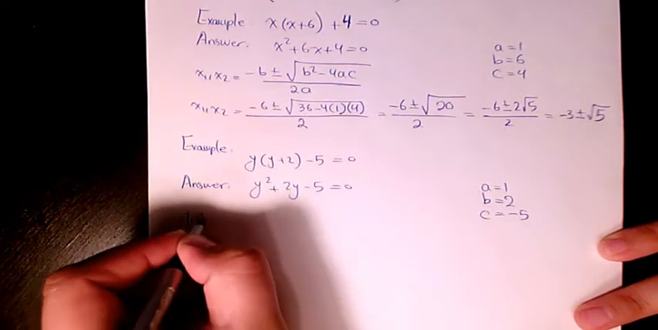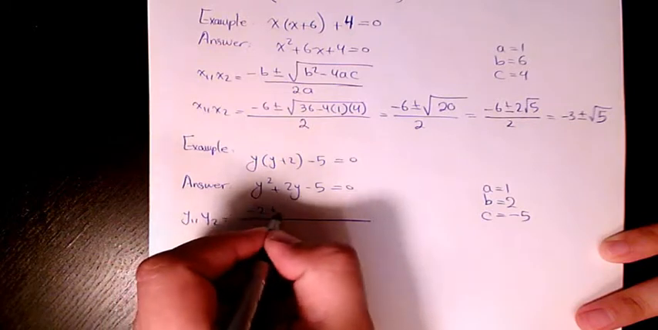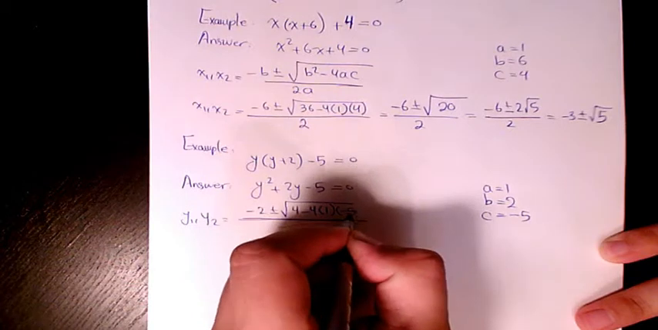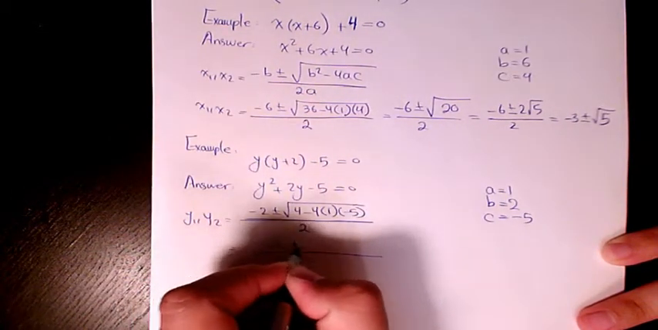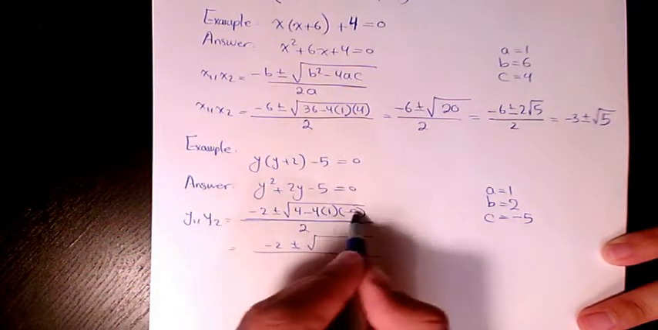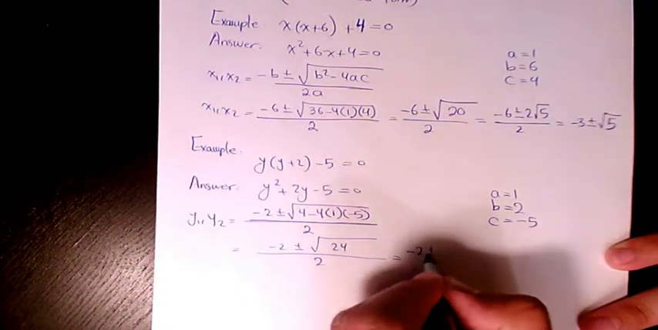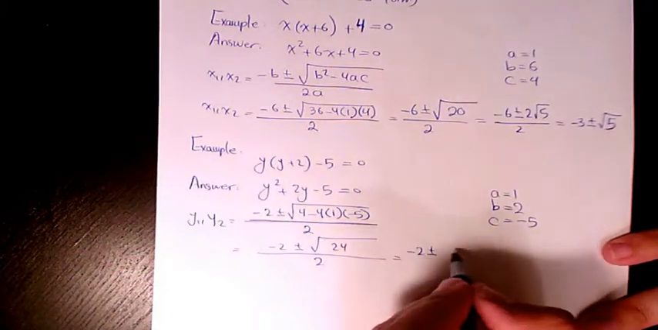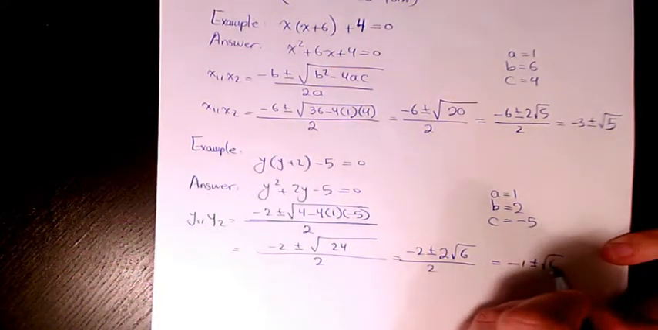So y1 and y2 will be negative 2 plus or minus the square root of b squared, 4, minus 4ac, divided by 2 times a, which is 2. So 4 times negative 5, that's negative 20, minus that is plus 20, 4 plus 20 is 24, divided by 2. 24 is 4 times 6. The square root of 4 is 2, so it's going to be 2 root 6 divided by 2. Negative 1 plus or minus the square root of 6.